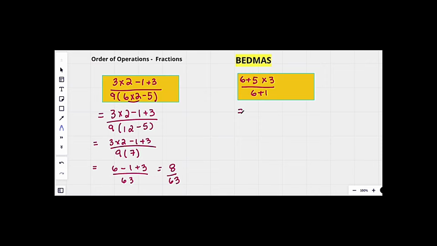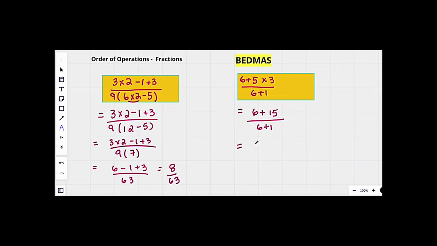This one's a little bit easier than the one we just did. So again, we have a fraction where we have an equation at the top and one at the bottom. And we have to apply BEDMAS to both sides. So we don't have any brackets, we don't have any exponents, we don't have any divisions, but we do have a multiplication. So that means we're going to do the multiplication first. So the 6 stays the same, plus now we do this multiplication. 5 times 3 is 15. And we leave that 6 plus 1. Okay. Now we only have an addition, so we need to do the addition on both sides.